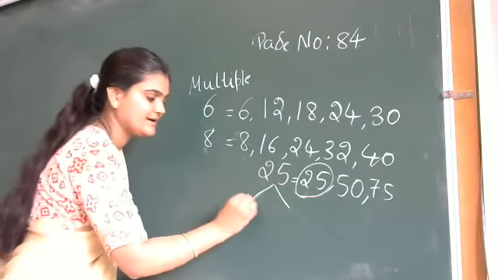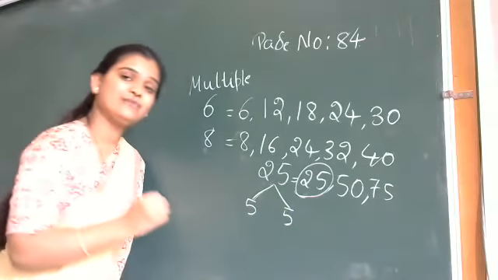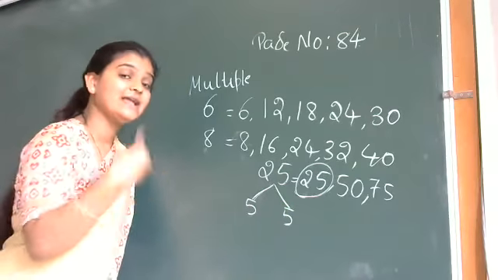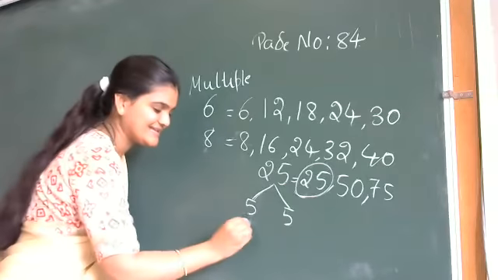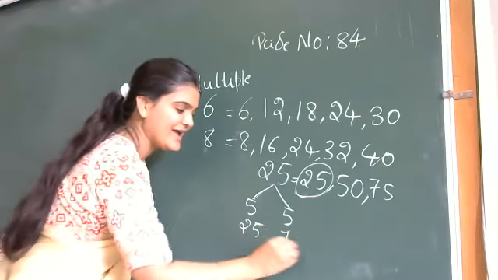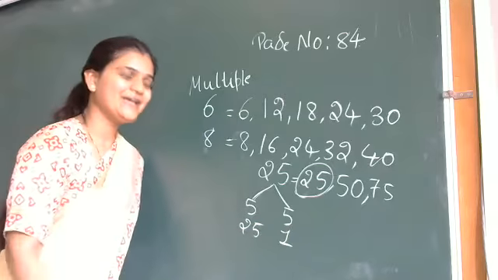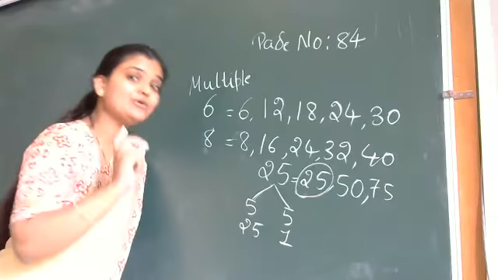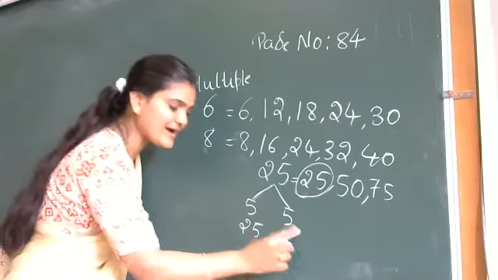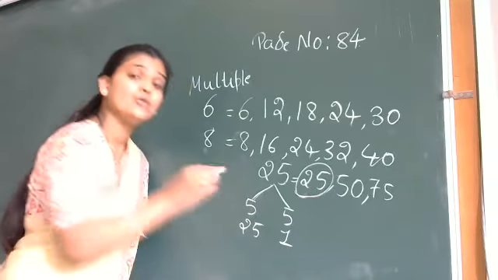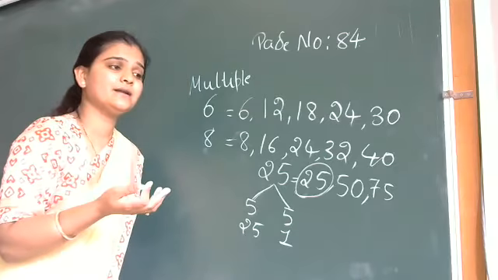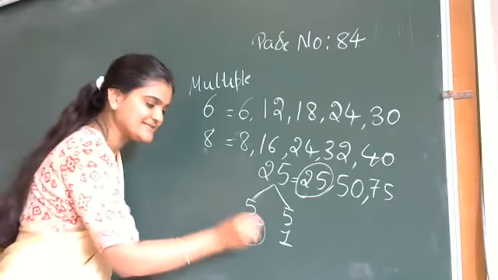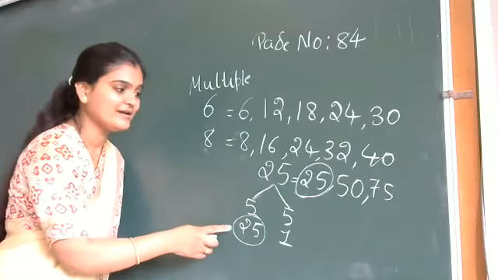Factors? 5 fives are 25. Okay, next, what is the possibility? 25 and 25. Yes. 25 and 1. Okay, 25 and 1. Now you tell me, out of 5, 25 and 1, which is the greatest factor, children? Which is the greatest number? 25. Yes. See, you have 25.